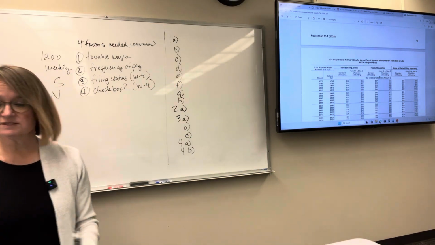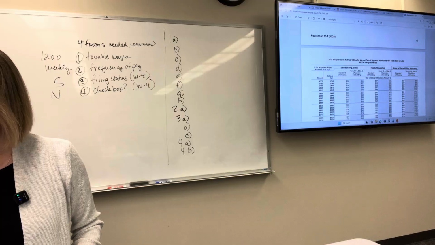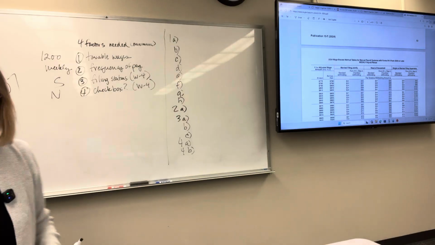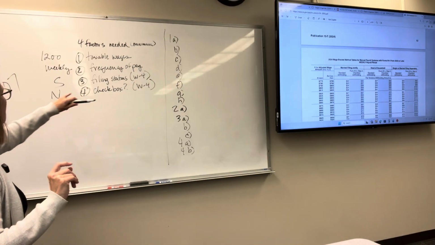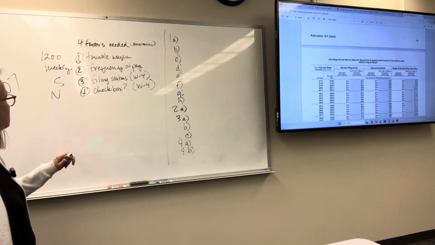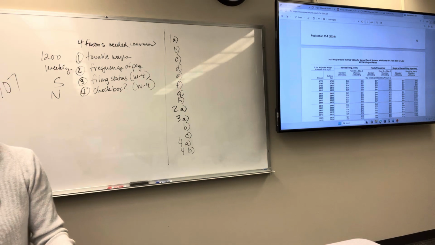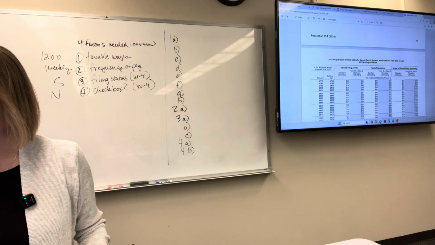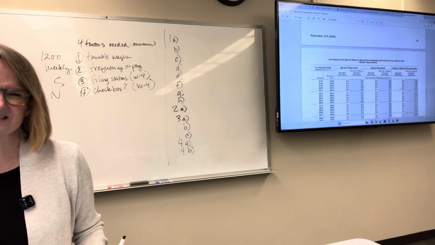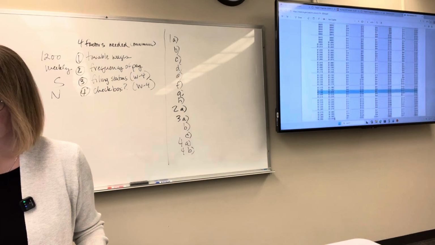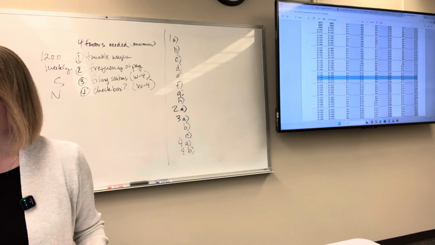Filing status is single, so it's going to be one of these two columns. And the checkbox is not checked, so it's going to be the left-hand side. Otherwise, they call it standard withholding. So it's going to be here, 107.